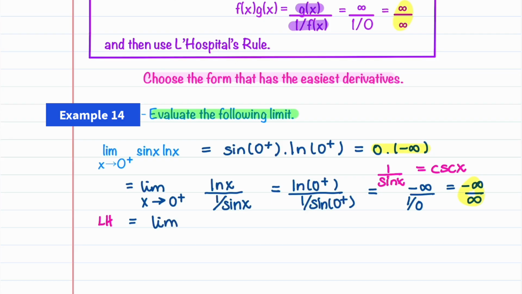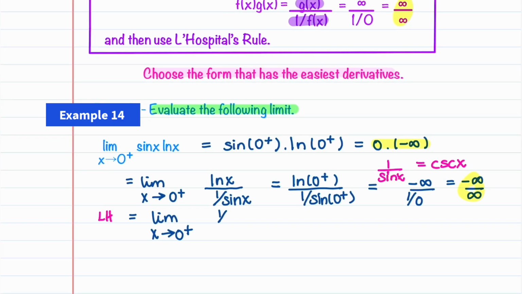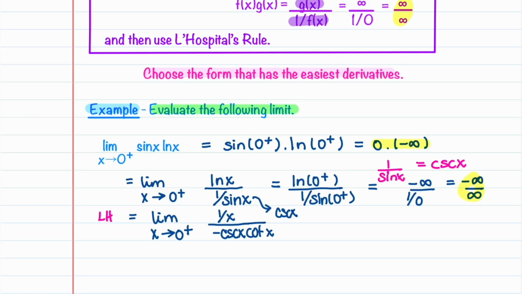And this gives us the limit as x goes to 0 from the right. Now we're going to take the derivative of natural log x, which is 1 over x. And now we're going to take the derivative of our denominator. Let's just make a note here that this is cosecant x. The derivative of cosecant is minus cosecant x cotangent x. And now we need to know what that limit is.